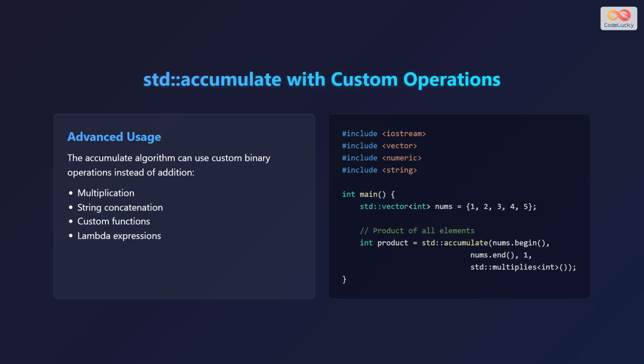Include iostream, vector, numeric, and string headers. In the main function, create a standard vector of integers named nums, initialized with values 1, 2, 3, 4, and 5. To find the product of all elements, declare an integer variable named product and assign it the result of std::accumulate. Pass nums.begin, nums.end, 1 and std::multiplies<int> as arguments. This code computes the product of all elements in the nums vector using std::multiplies and stores the result in the product variable.